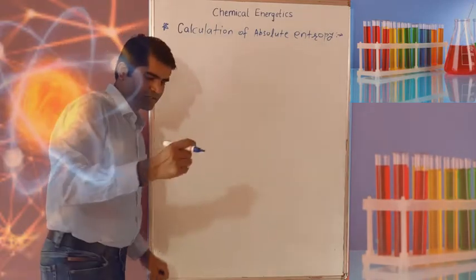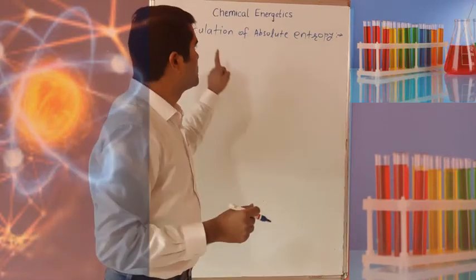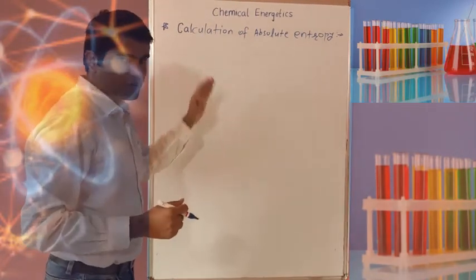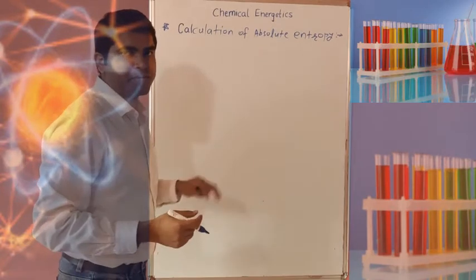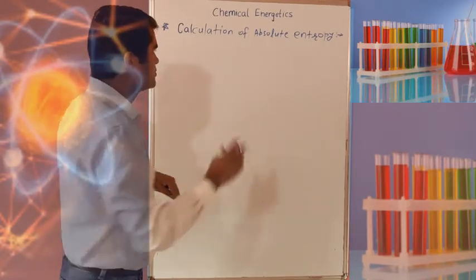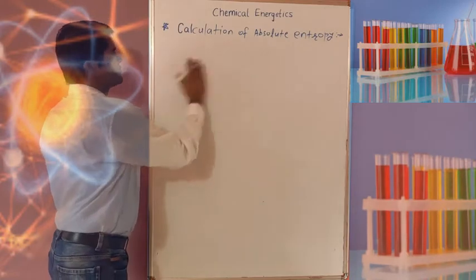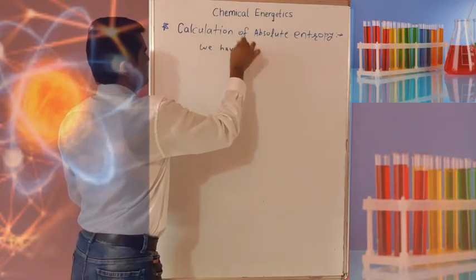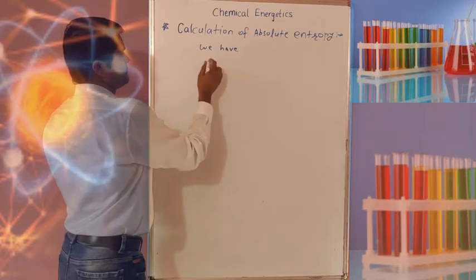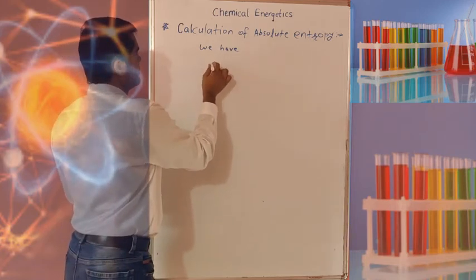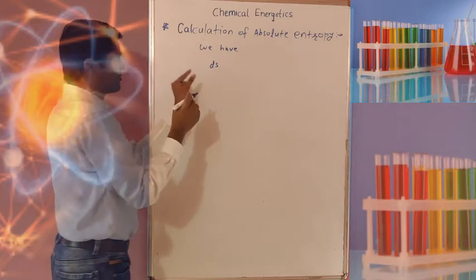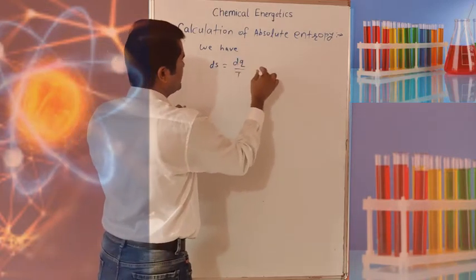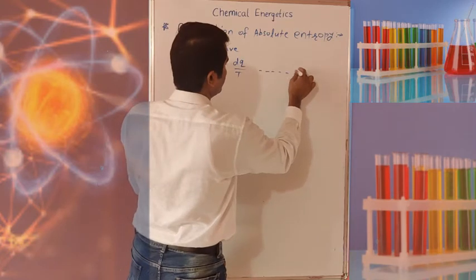Absolute entropy means, yes, delta S we can calculate, but to calculate S we require the third law of thermodynamics, and below 15 Kelvin we require the Debye T-cube equation. So these two things are there. First we know that dS, the small change in entropy, is dq upon T. So this is equation number 1.